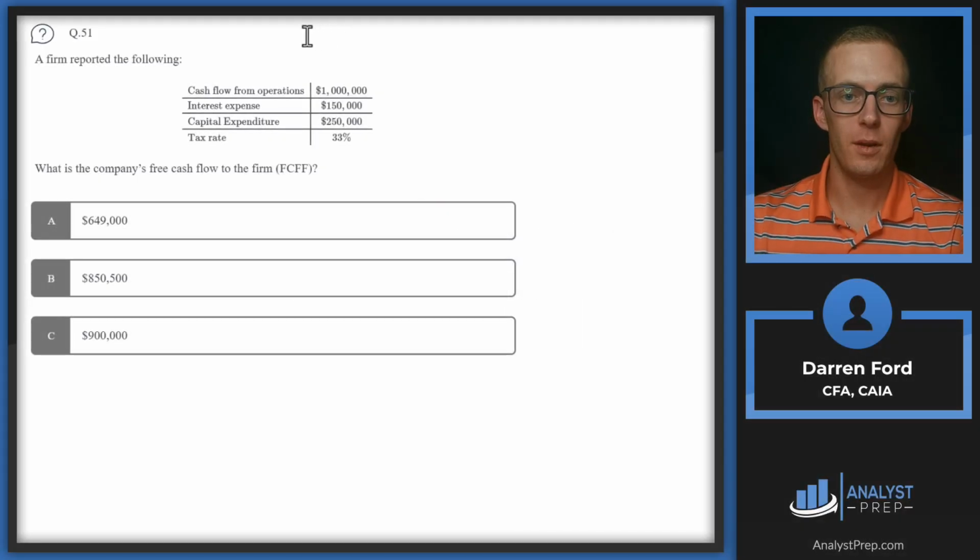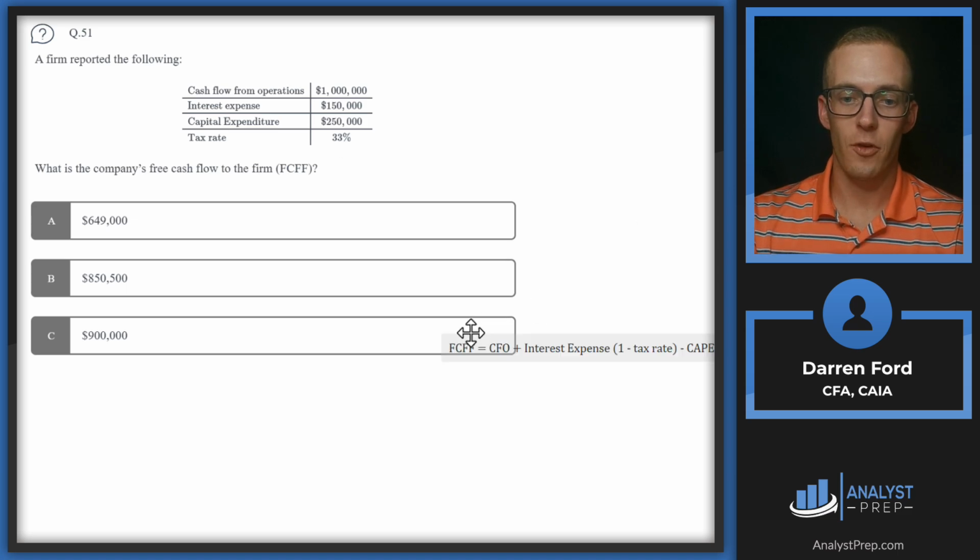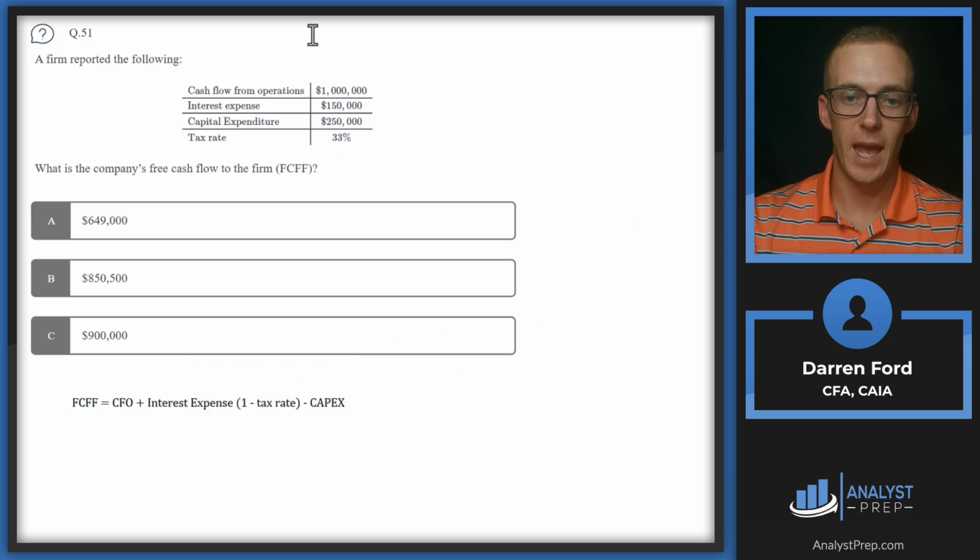Question 51. A firm reported the following. We've got cash flow from operations, interest expense, capital expenditure, and the tax rate. What is the company's free cash flow to the firm? So we're going to be using our free cash flow to the firm formula, starting with cash flow from operations, since that's what we've been given here.